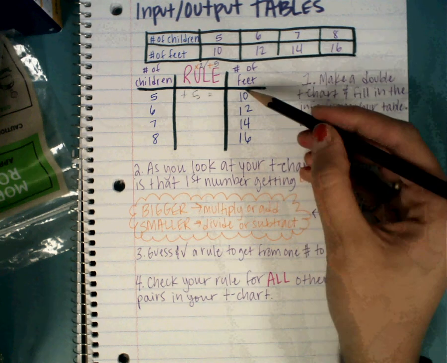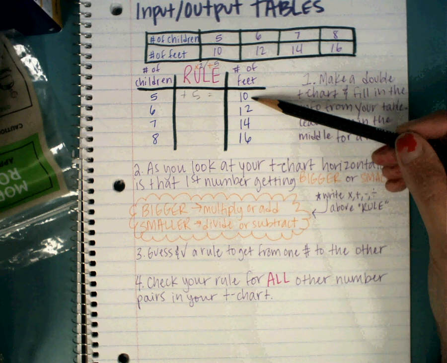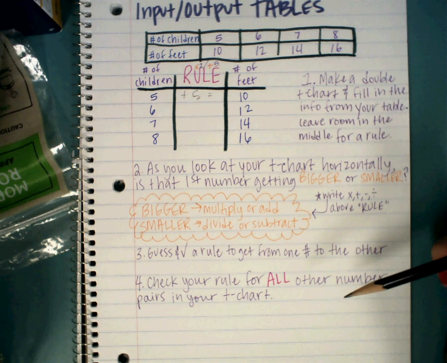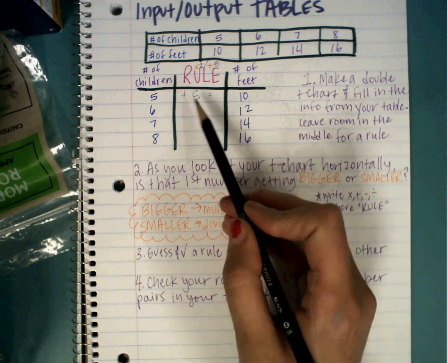So now I'm going to check that for the remaining ones. I can't just stop at that one and assume that that's my rule because it may not work for the other ones. I got to check it out. So I need to check my rule for all other number pairs in the T-chart. From the first one to the last one, all of them have to agree.